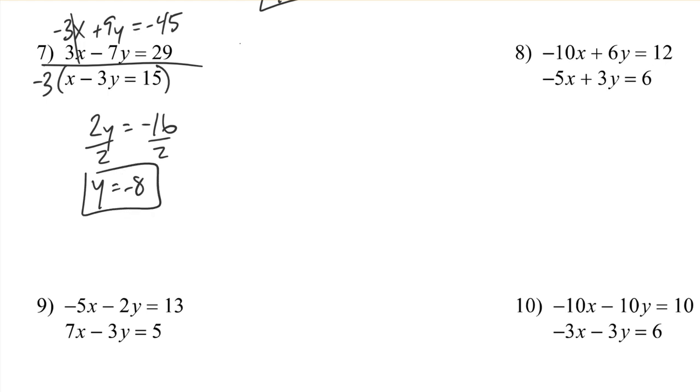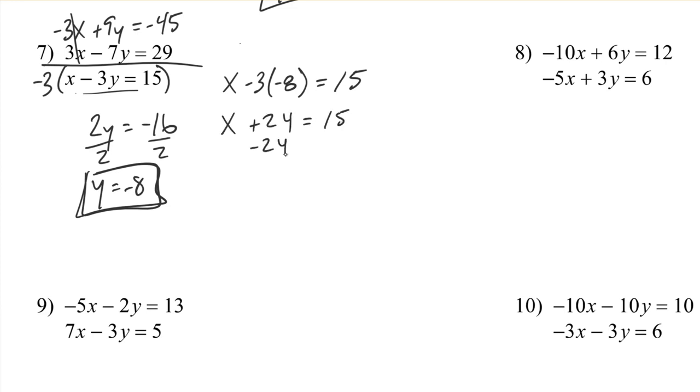And we can substitute that into any equation. Let's use this bottom one. So x minus 3 times y equals 15. And we're substituting in our negative 8. So x plus 24 equals 15. Subtract 24. And x equals, what's that make? Negative 9. So our solution is negative 9, negative 8.